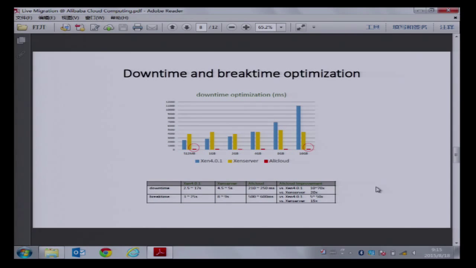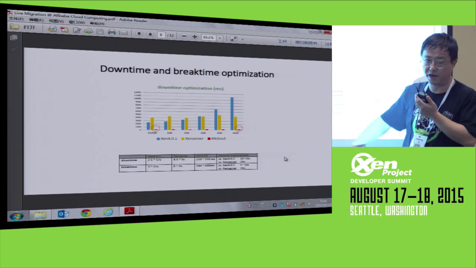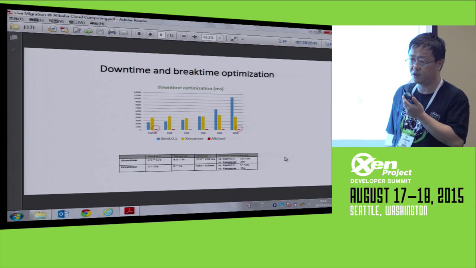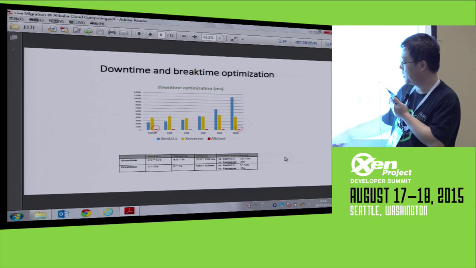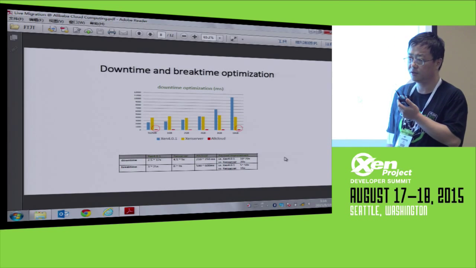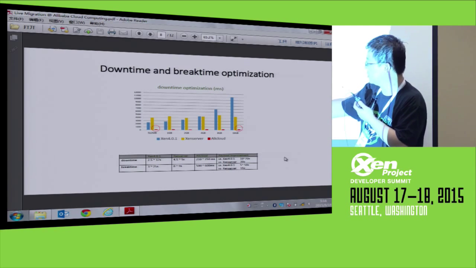The downtime is somewhat bigger. It is somewhat good, better than open source Xen, but it's still very bad. And in AliCloud, we optimized it to about 200 milliseconds. So compared with Xen Server, we improved about 20 times. And compared with open source Xen, we improved about 10 to 70 times.